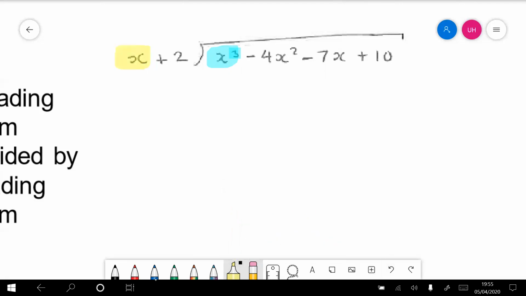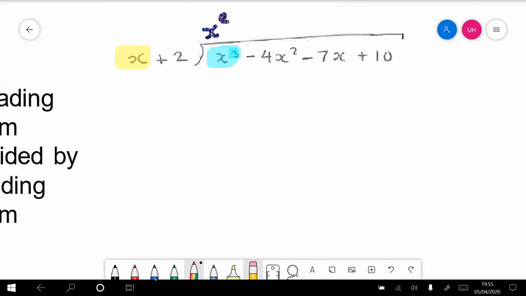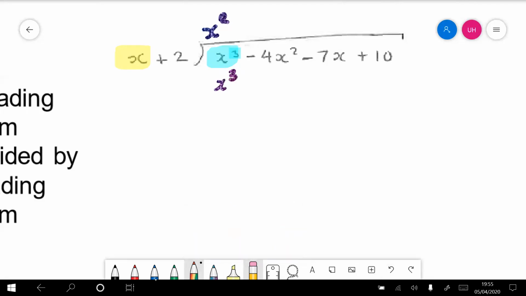All right, so let's start. X squared, yeah, so we say x cubed divided by x is x squared. So this is x squared times x is x cubed, then plus 2 times x squared, so it's a plus 2x squared. And now we subtract. So remember, when we subtract, if that was originally plus, then it's going to become minus. If this is a plus, it's going to become minus.